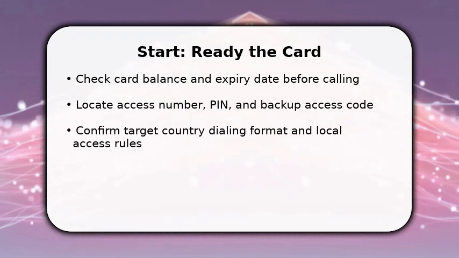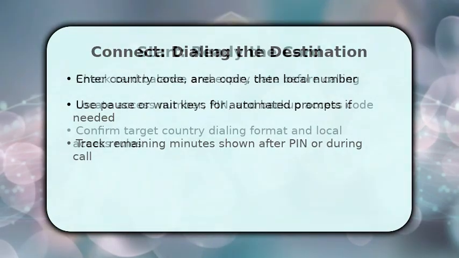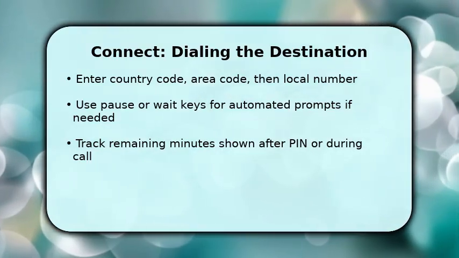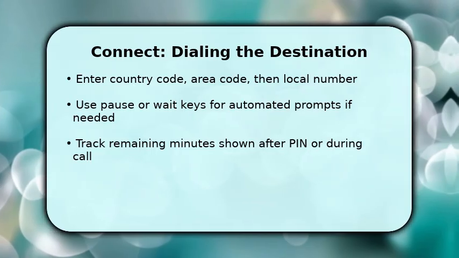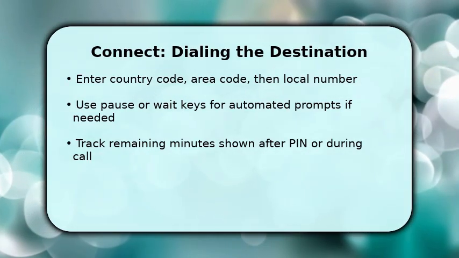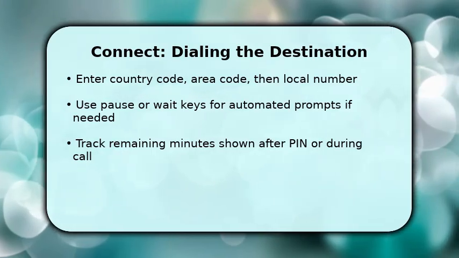After the system confirms your PIN, you'll be asked for the destination number. Dial the country code, then area code, and the local number without extra zeros. Follow prompts. If an automated system requires pauses, use the phone's pause or wait function to insert a break.